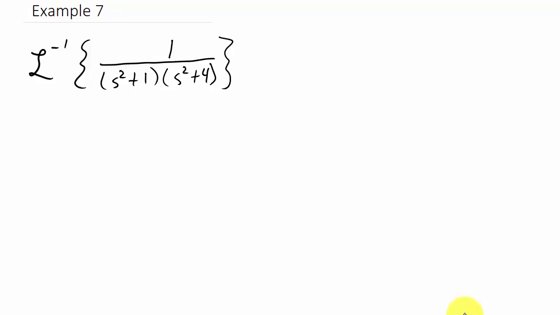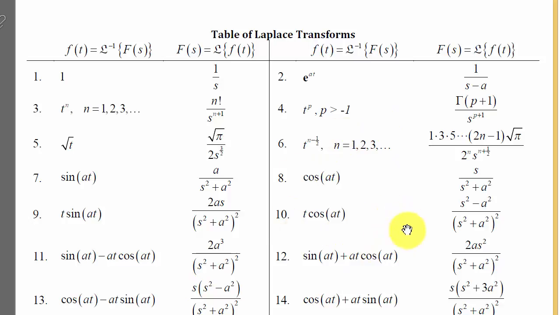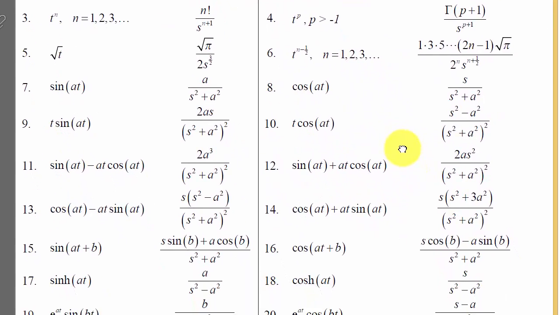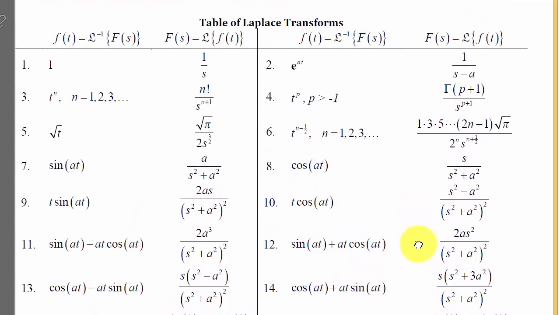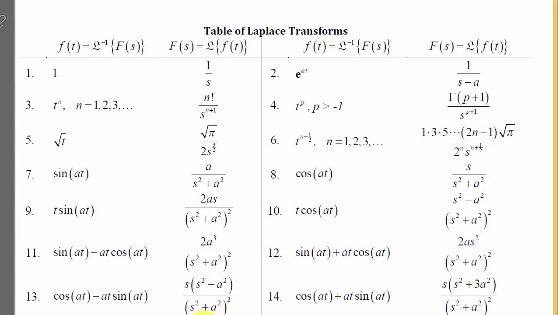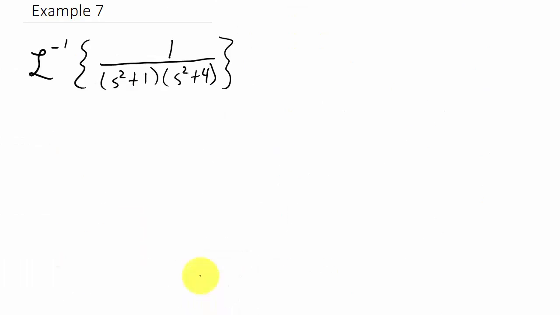Alright, so here's my seventh example on inverse Laplace transforms. We have the inverse Laplace transform of 1 over s squared plus 1 times s squared plus 4. And if you look through the table here, you're not going to find something that looks like that. So we're going to have to rewrite it. We're going to have to use partial fraction decomposition.